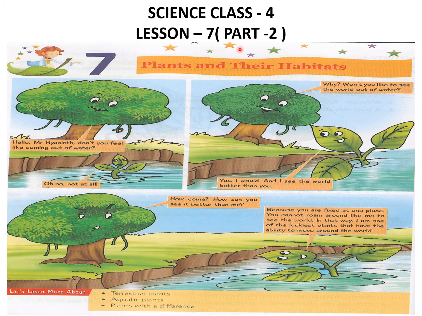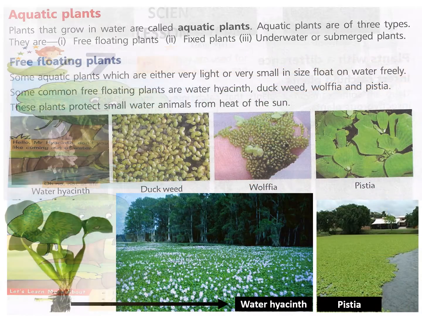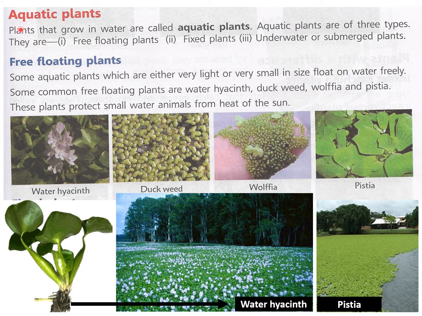Now children, in this part 2, we are going to read about the aquatic plants. So let's start. Aquatic plants. I already told you aqua means water. So plants that grow in water are called aquatic plants. Aquatic plants are of three types. They are free floating plants, fixed plants, and underwater or submerged plants.